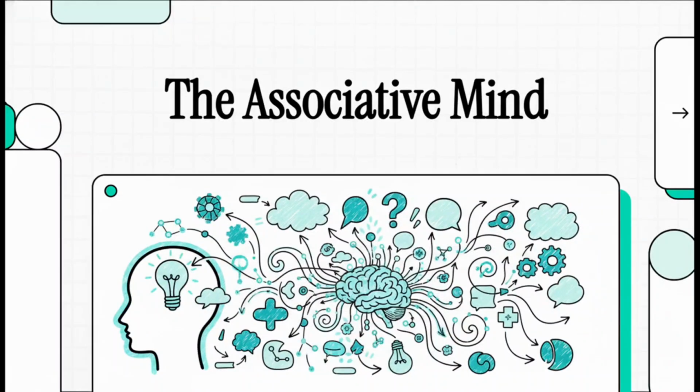Hey, welcome back. Today, we're diving into something called the associative mind, which is really a way of thinking that lets you see all these connections that are, well, pretty much hidden from everyone else. If you've ever had that feeling that your brain is just wired a little differently, stick around. You're about to find out why that might actually be your greatest strength.